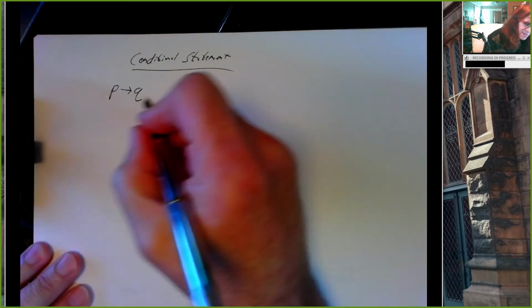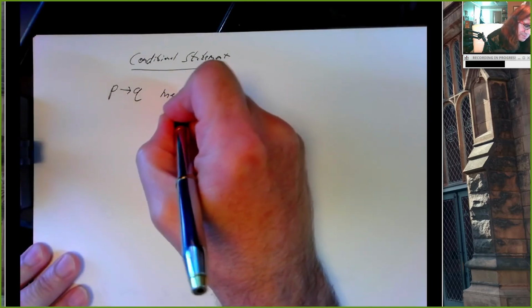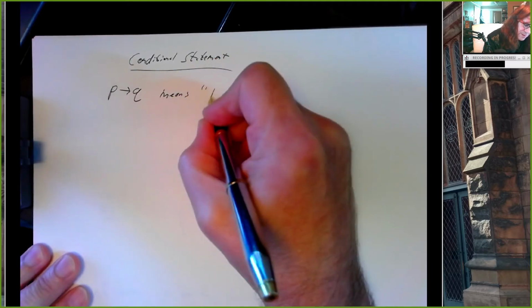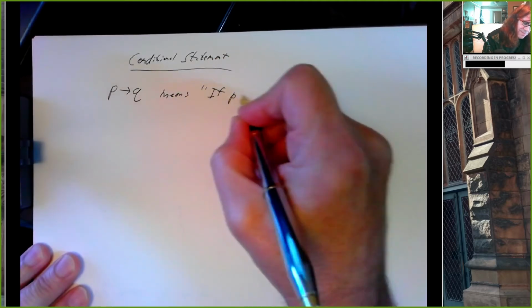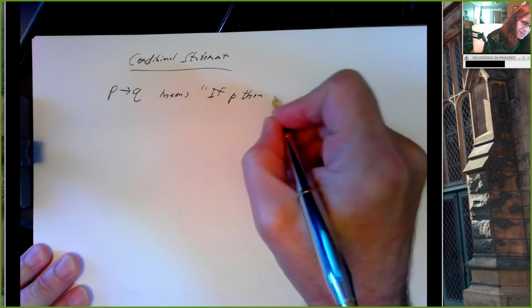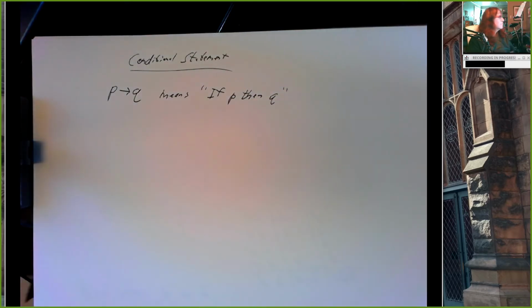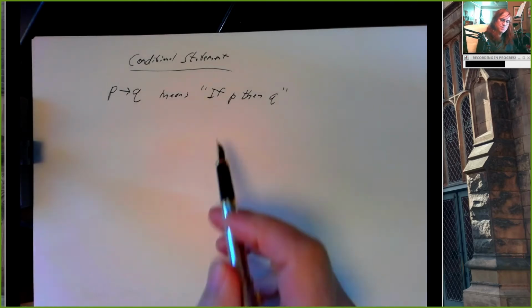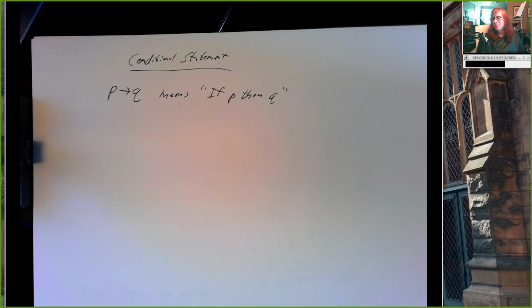And what this translates to is if P, then Q. All right, so it's a conditional. And it's saying very precisely, if P is true, then Q is true.